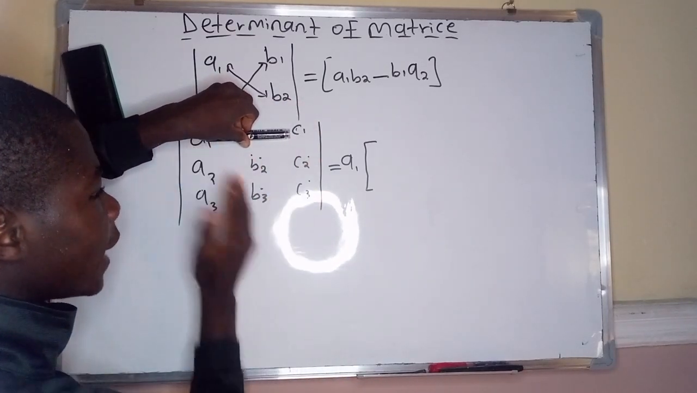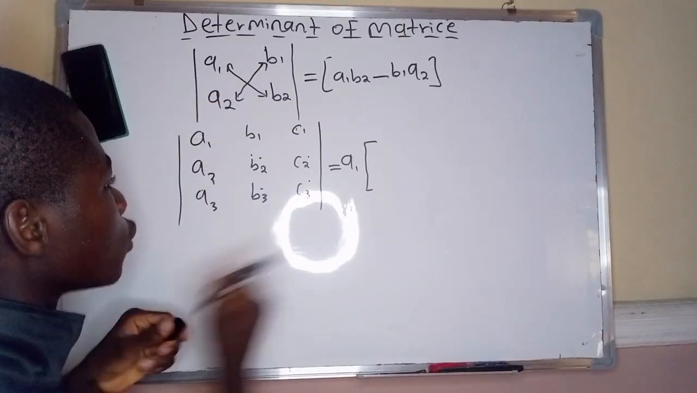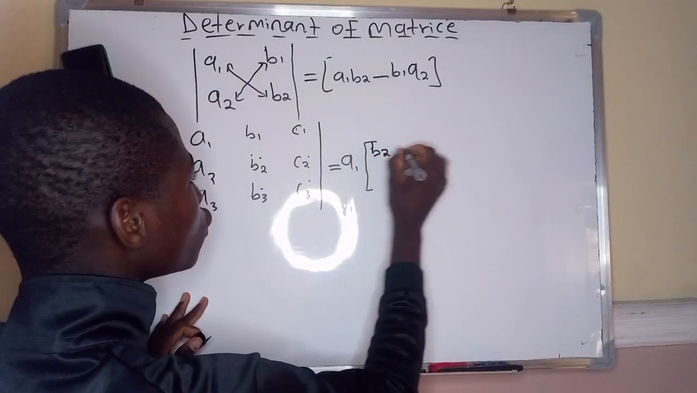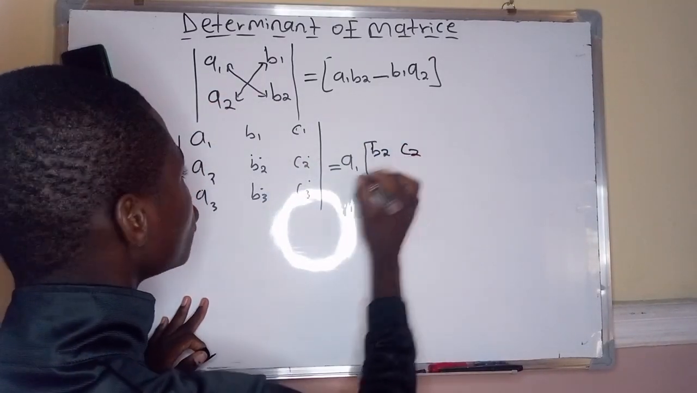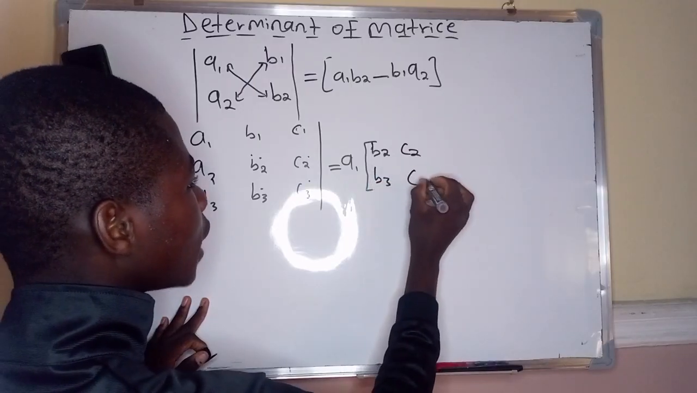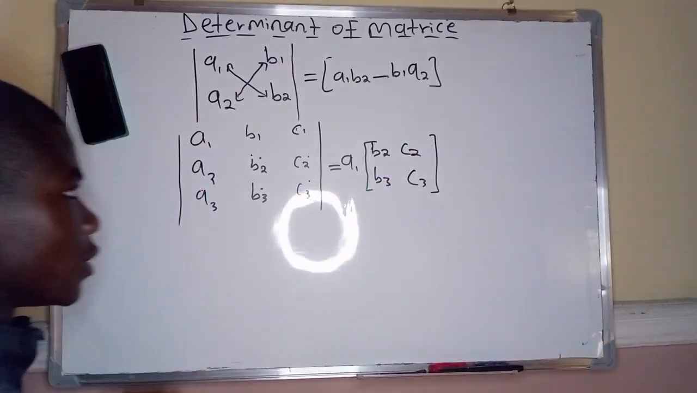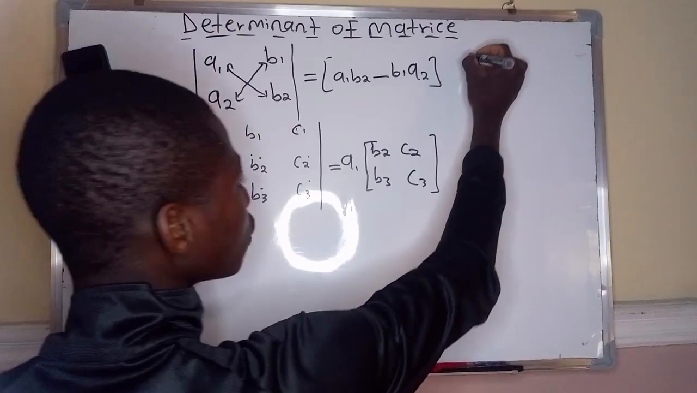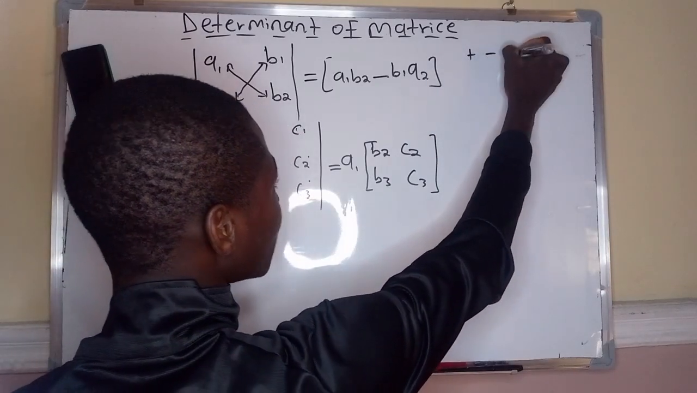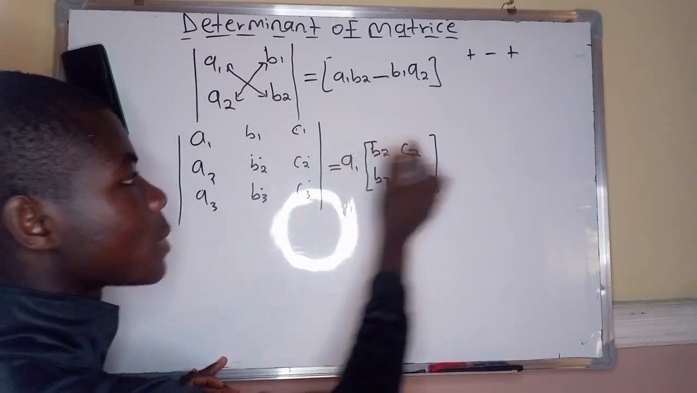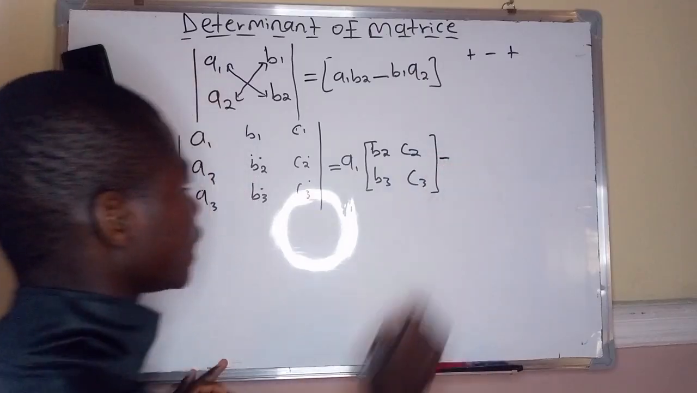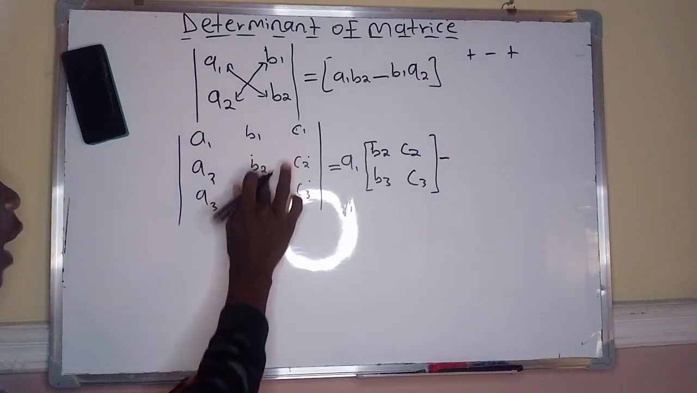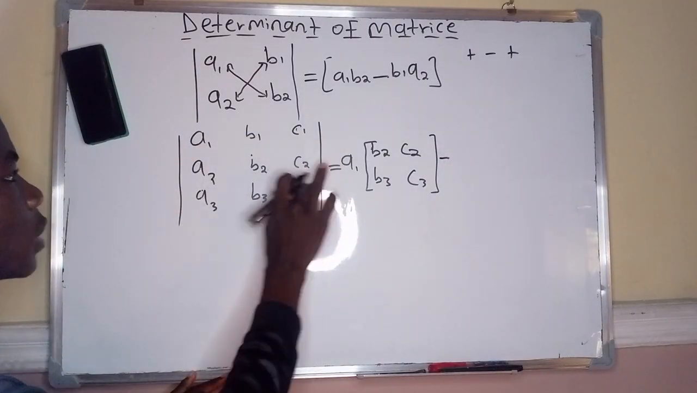B2, C2, and B3 and C3. So you have to say B2 and C2, and B3 and C3. And then don't forget the positive sign, negative sign, and positive sign. Here is positive sign, and here is supposed to be negative sign. So we are done with the value of A1.